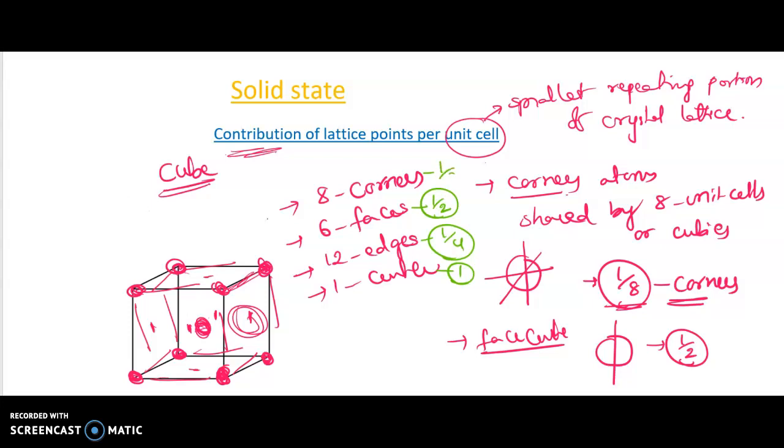So you have to remember: at corners the contribution will be 1 by 8, 1 by 2 at face centers, 1 by 4 at edge centers, and 1 is the body center contribution. These are very important to do any calculations or any problems in the solid state. So we must remember the contribution of lattice points per unit cell.